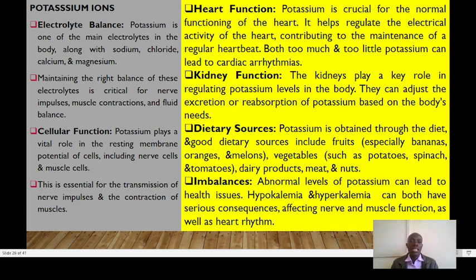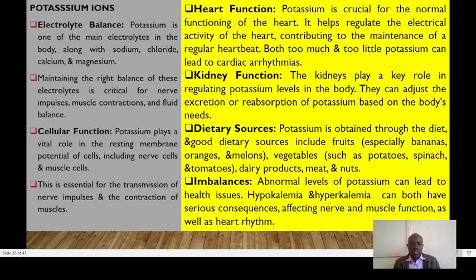It's also very important in regulating electrical activity in the heart, and this contributes to maintaining a regular heartbeat. So both too much and too little could lead to cardiac arrhythmias. For kidney function, the kidneys play a significant role in regulating potassium levels in the body, so they can adjust excretion or reabsorption of potassium based on the needs.